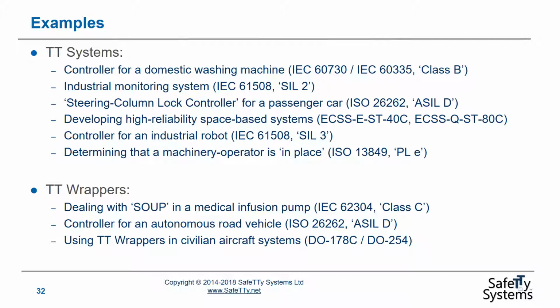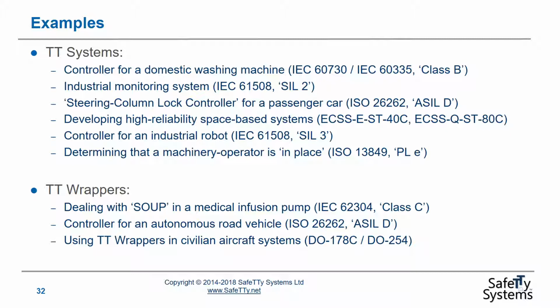So for the TT systems, we're going to look at a controller for a domestic washing machine, an industrial monitoring system, a steering column lock controller for a high volume passenger car. Look at how we can use TT systems in high reliability space-based designs. We'll look at a controller for an industrial robot, and we'll look at a machinery example where we can try and determine that the operator of the machinery is in his or her seat.